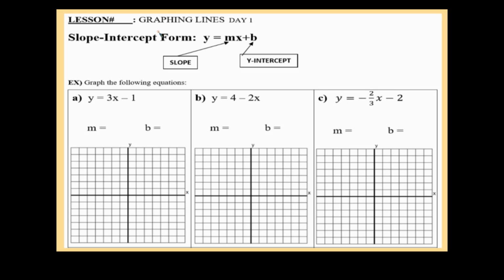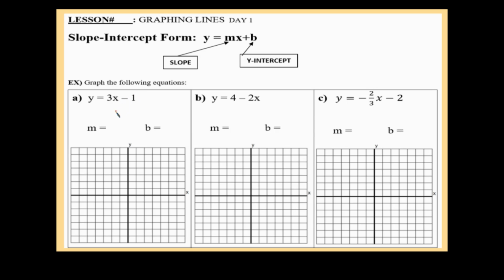Hello and welcome. Today's lesson is going to be on graphing lines. In order to graph lines, we need to make sure that the equation has the y alone, which is called the slope-intercept form. So basically, in the slope-intercept form, the number in front of the x is your slope, and the number without x is your y-intercept.